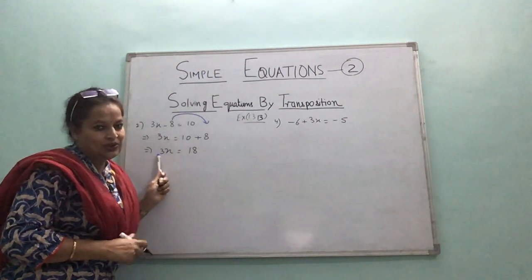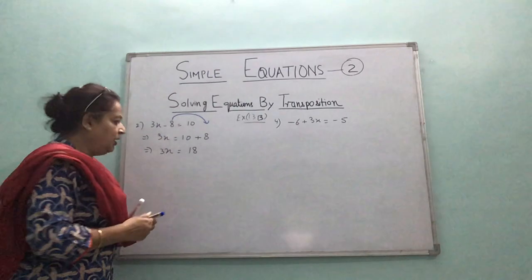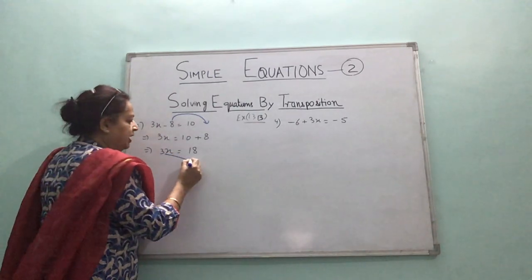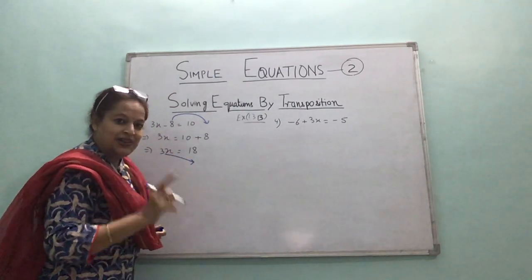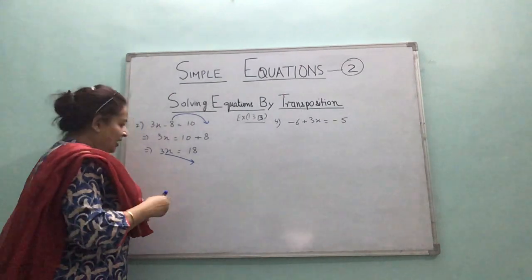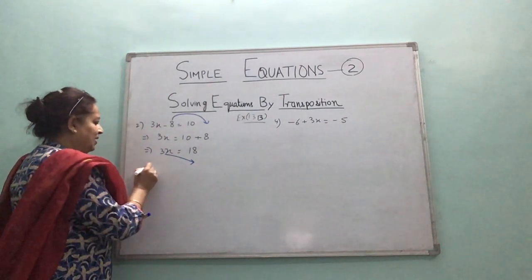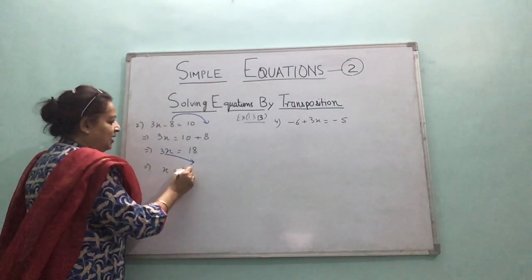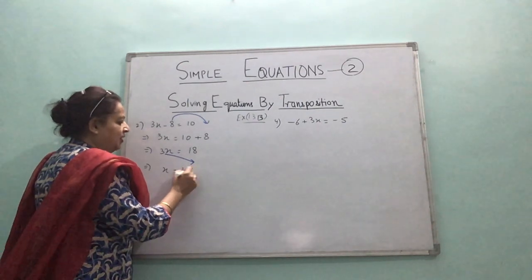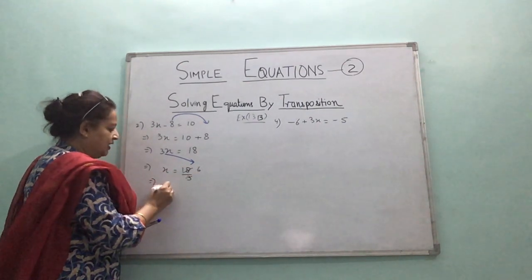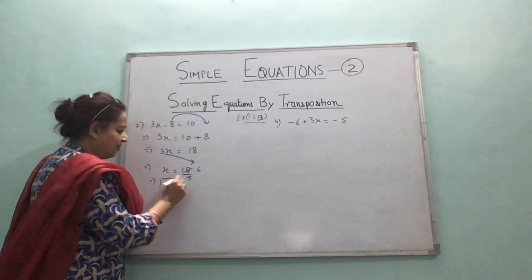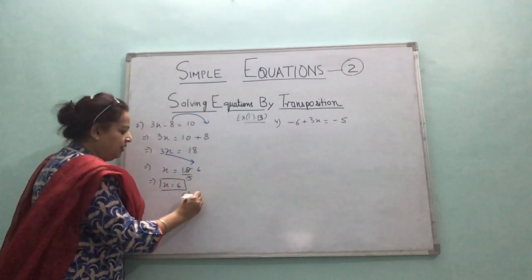We always cross multiply. So the value which multiplies divides the other side, but the sign does not change. So the sign does not change. So x is equal to 18 divided by 3. The value of x is 6. What will we do now, children?